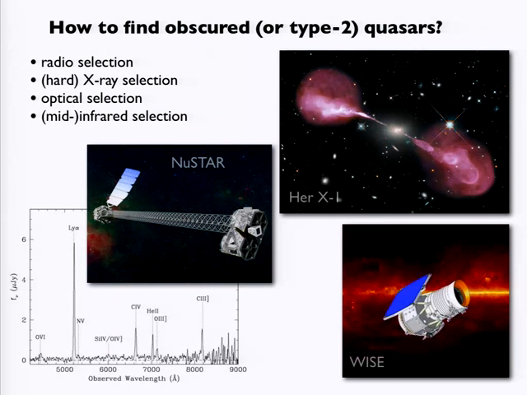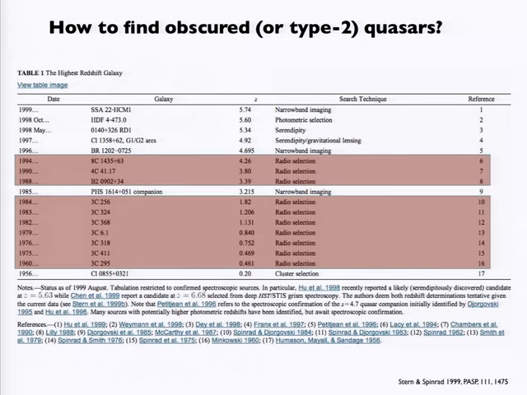Brief historical overview, so how to find type 2 quasars. Initial way, just like for the unobscured quasars, going after radio selection. On the same days that people were chasing down unobscured quasars from radio selection, people were chasing down type 2 or obscured quasars from radio selection. And in fact, my PhD was with Hyron Spinrad at UC Berkeley, and he spent a good fraction of his life chasing down high redshift radio galaxies.